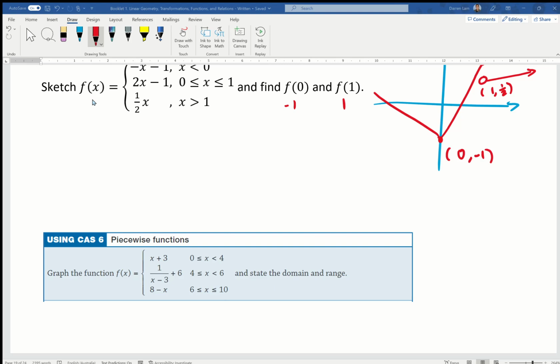Now the first thing I'm going to do before I hit enter, I'm going to double check that there is no overlap of domain. That means even if I substitute a single value and end up with 2 different functions, I'm not going to accept that, okay? For example, I'm going to double check 4. I know 4 is not inclusive for the first function, but it is inclusive for the second one. Great. 6 is inclusive in the third function, not inclusive in the second function. Great. All right, let's move on.